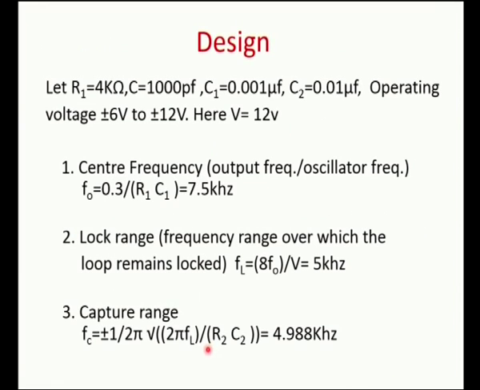So, in the design value we need to substitute R2 to be equal to 3.6 K and C2 to be equal to 0.01 microfarads. So, you will get a capture range for the PLL which is 4.988 kilohertz with respect to this set of readings.